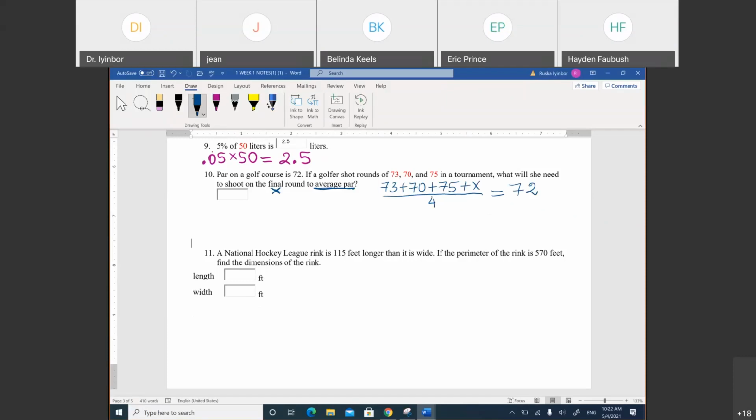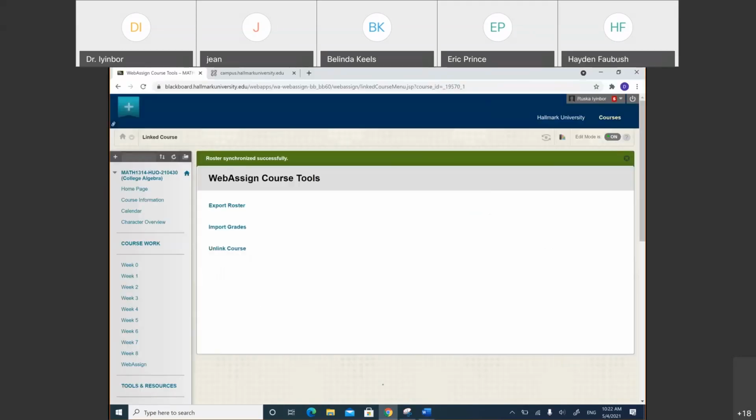Now, what type of equation is this? It's an equation with fractions. How do you solve it? To get rid of the fractions, find the common denominator. Yes, you multiply by 4 on both sides, so cancel this, and multiply this by 4. And then you're going to add 73 plus 70 plus 75. What is that? Let me show you how to use it.